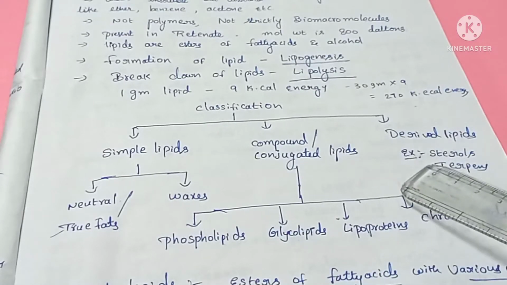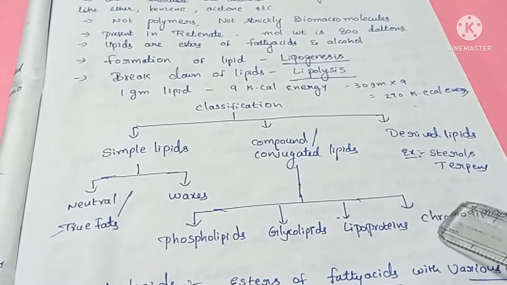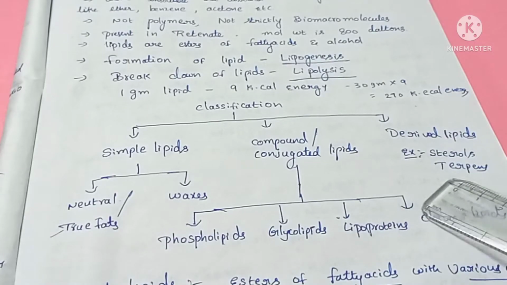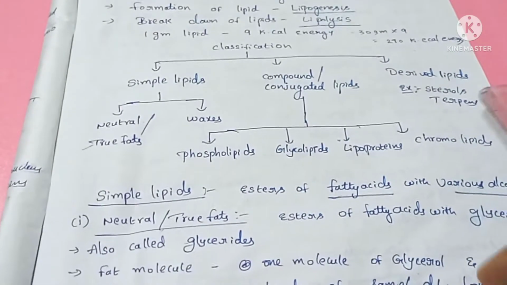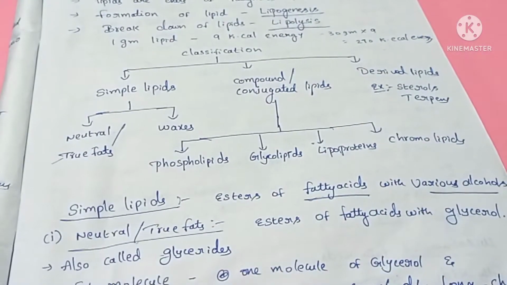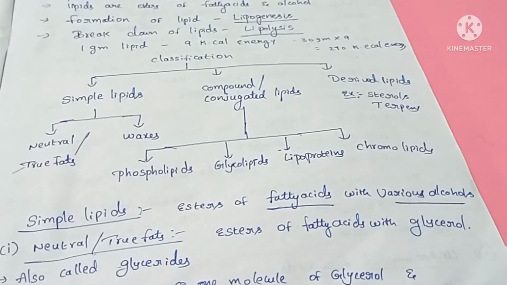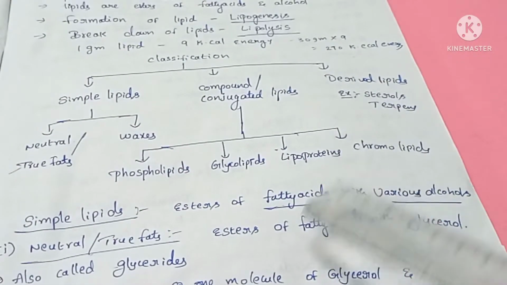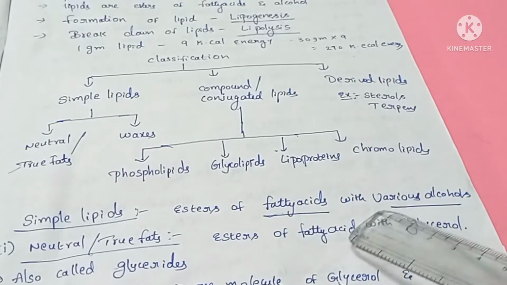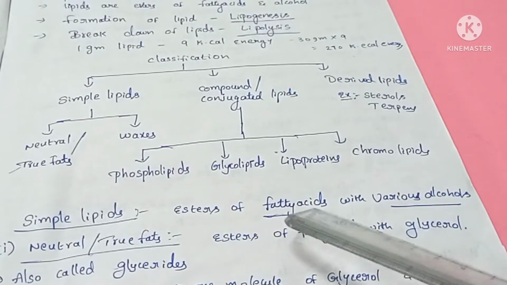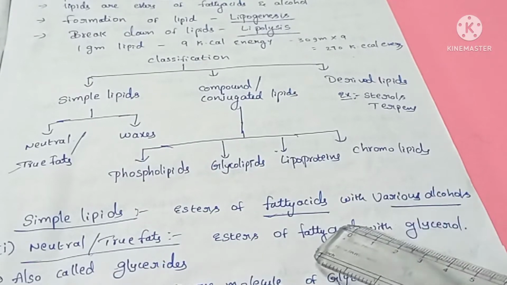In derived lipids, examples are sterols, terpenes and prostaglandins, all of which come under the derived lipids. So what is the first one? Simple lipids. If we take the simple lipids, we need to know what exactly they are. These are nothing but the esters of fatty acids with various alcohols.